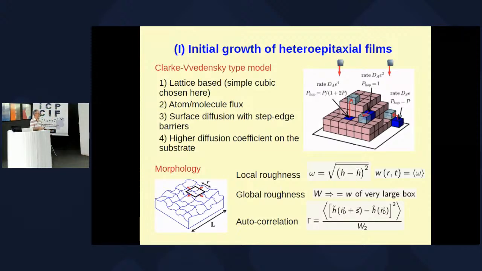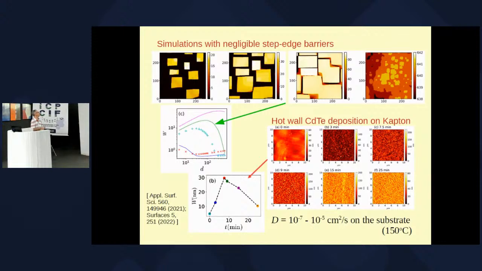In this work, published in 2021 and in a sequential work in 2022, we showed some simulations with negligible barriers at step edges, with the formation of large islands on the substrate, and then the coalescence, and after the coalescence, a very small roughness, a growth of the film nearly layer by layer, and the evolution of the roughness is illustrated by the green line in this plot, so that while the islands are growing separately, there is an increase of the roughness, and then the roughness reaches a maximum near the point where the islands coalesce, and then it drops.